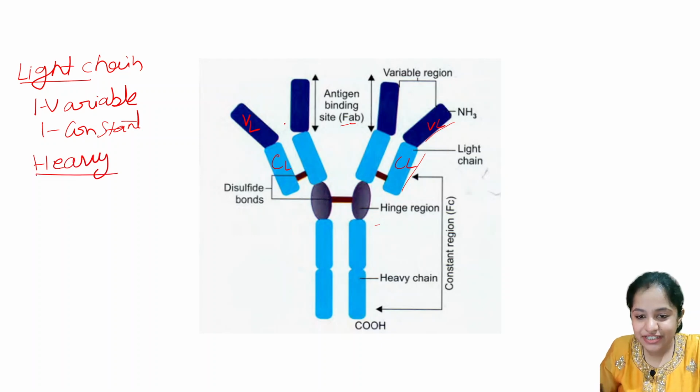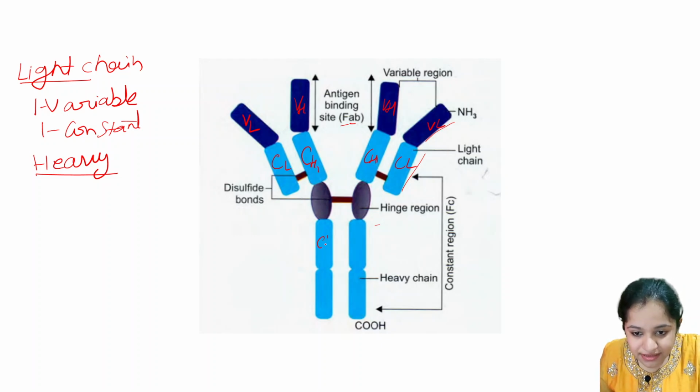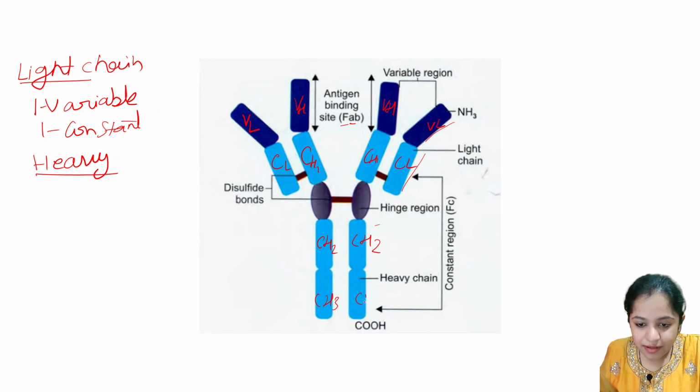In your heavy chain, this is the heavy chain, okay, variable region of the heavy chain. Now, this is the constant region of the heavy chain. Now, you see there are more domains. So, this is the first domain. This is the second domain of your constant region. And this is the third domain of your constant fragment.